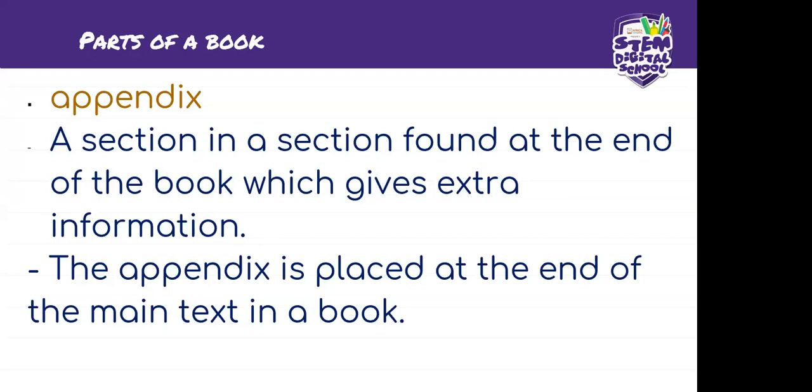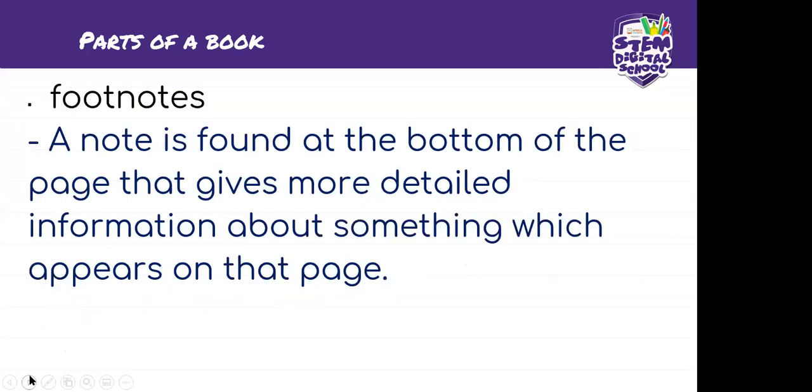Maybe at the appendix, you will find the periodic table of elements, you know, you will find the specific heat capacities of different things, you will find the symbols of minerals or things like that. Yes, maybe at the appendix, you'll find a list of scientists, and things like that. So an appendix, you'll usually find it at the end of the book, and it gives you extra information.